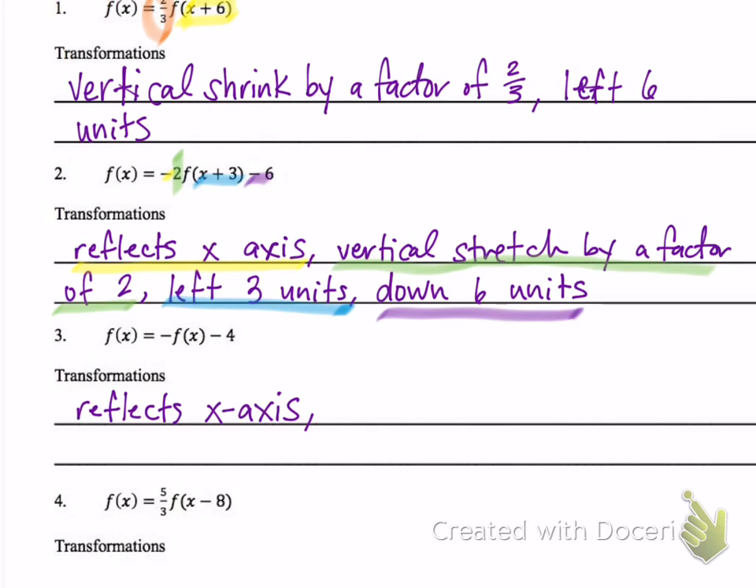Kind of like if it's positive, I don't write it, reflects the x-axis. So there's no number in front. I don't say anything about that. There's nothing inside the parentheses, so that means it doesn't go left or right. But what does it do? What's the last transformation? Down 4 units. Good.